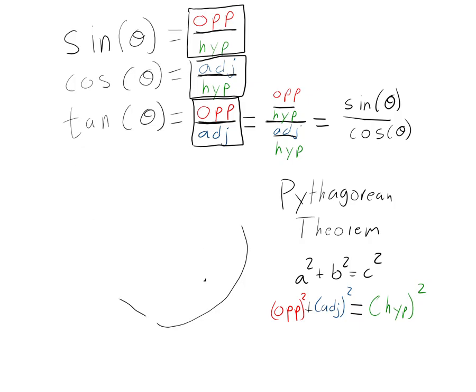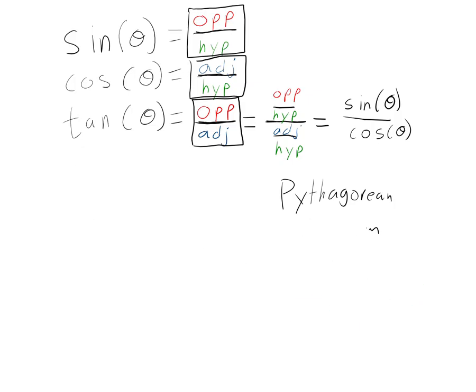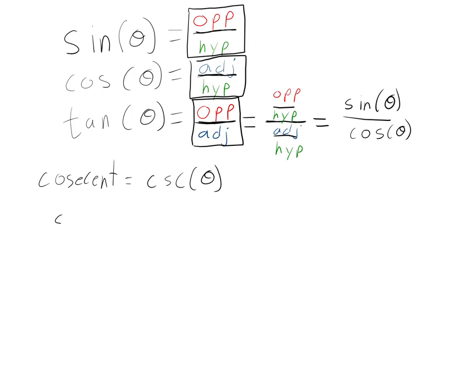Now, I want to keep these values up here. I'm going to get rid of everything else. Because as I said at the beginning, there's actually 6 trigonometric functions. Don't forget there's also cosecant, which we're going to write CSC of theta. We have secant, which we're going to write SEC of theta. And then we have cotangent, which we're going to write COT of theta.